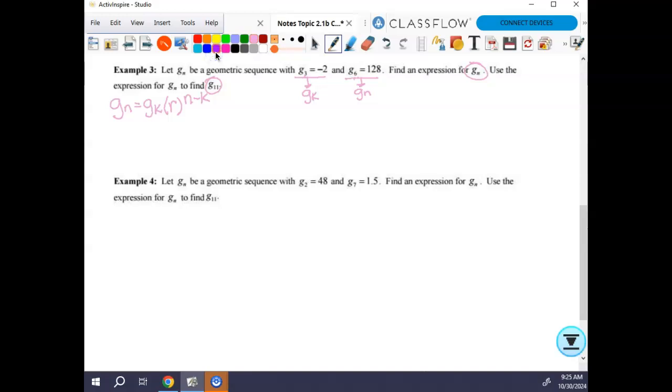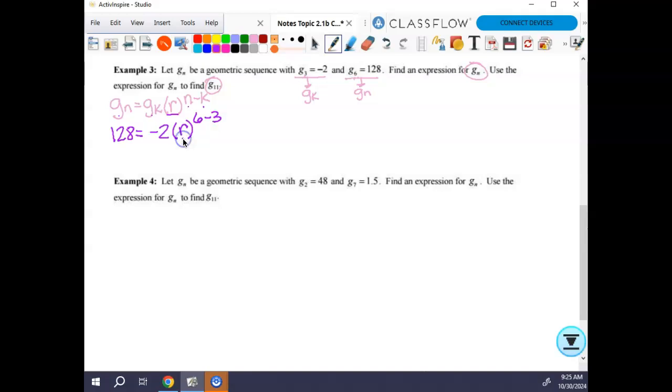So I can see here that I know g sub n, I know g sub k, don't know r, I'm looking for that, and I know these two, so that's enough to find that. G sub n, 128. What is g sub k? -2, good. I don't know r, that's what I'm looking for. And then what is n? 6, to the 6 minus 3 power.